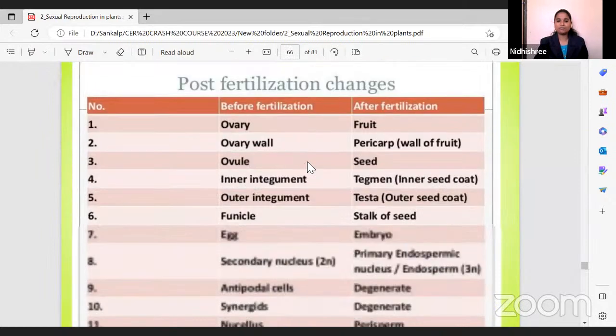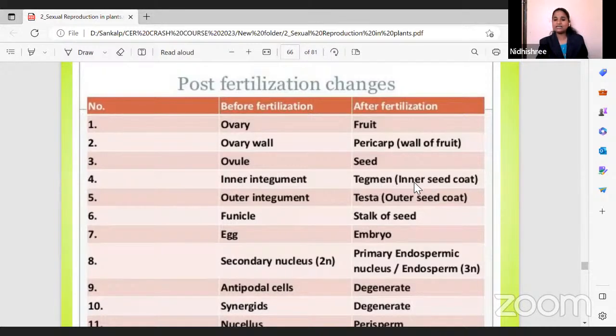Then this is a most important table, guys. Before fertilization, it will be ovary. After fertilization, it develops into fruit. Ovary wall develops into pericarp, that is the wall of the fruit. Ovule develops into seed. Inner integument, the inner layer, develops into tegmen.